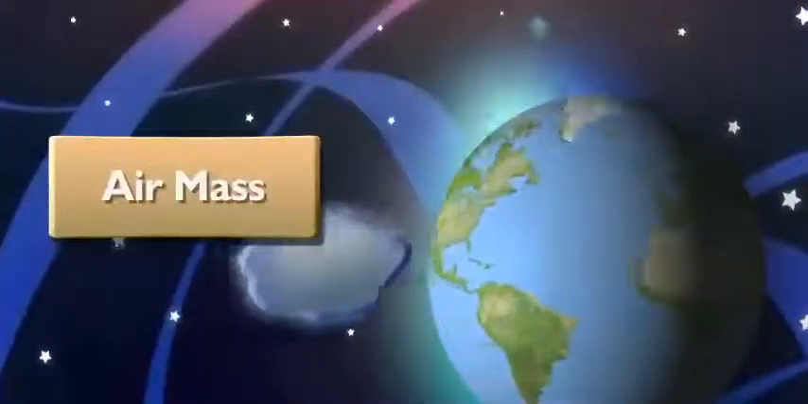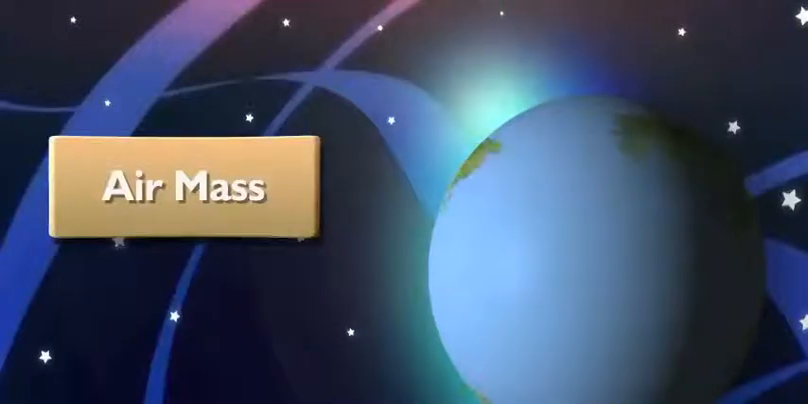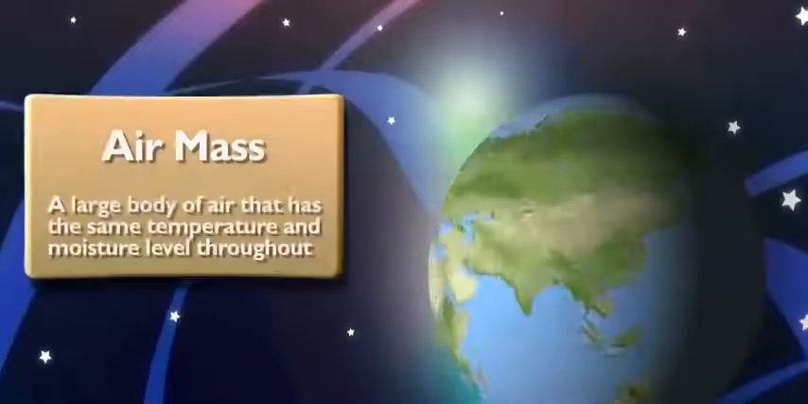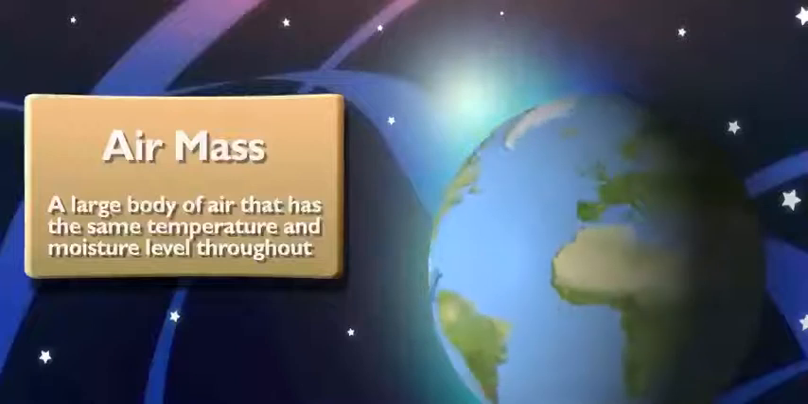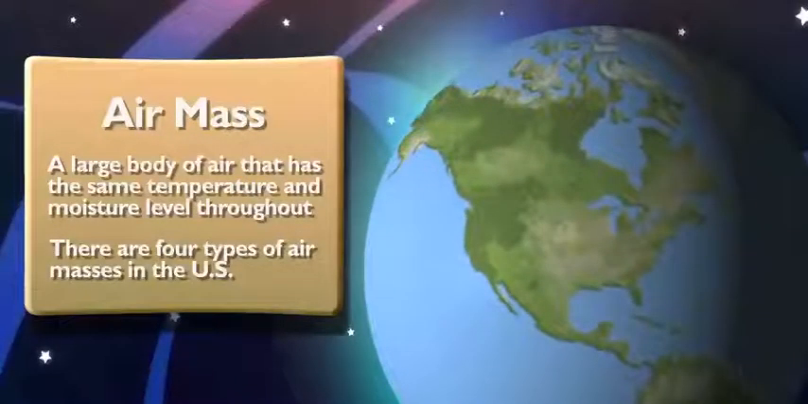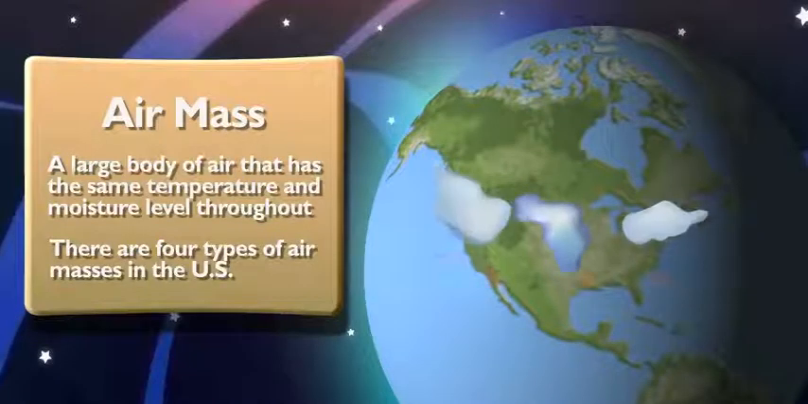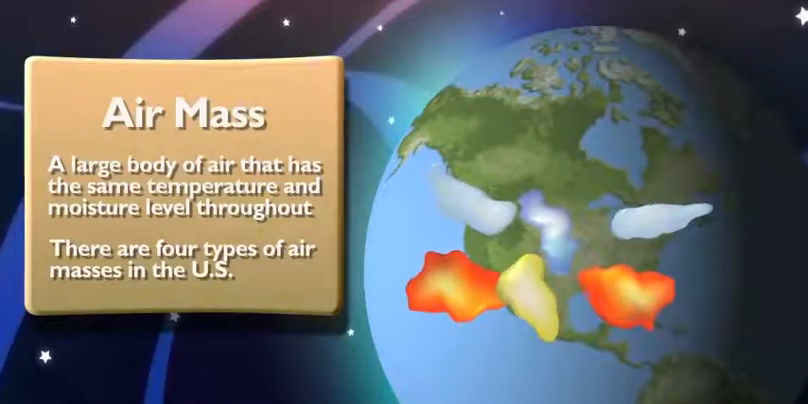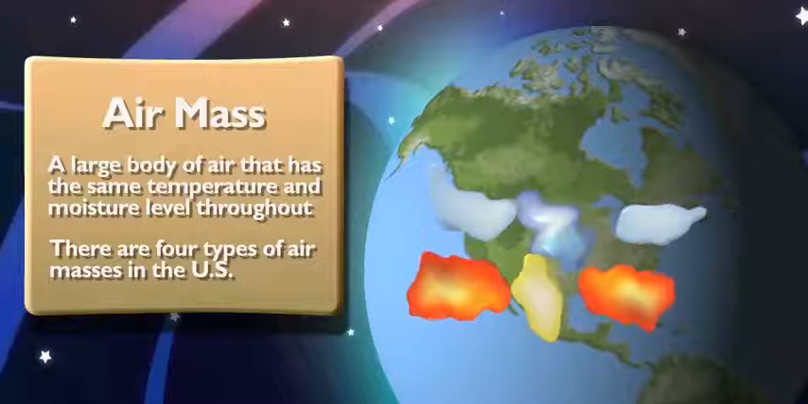Listen, you know what an air mass is, right? A big, massive blob of air? Kinda. An air mass is a large body of air that has the same temperature and moisture level throughout. There are 4 different types of air masses in the United States, and each one carries its own temperature and amount of moisture. So what are their names?